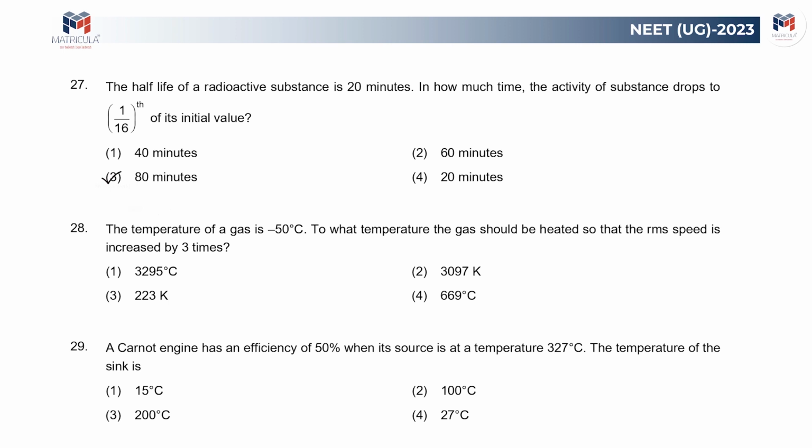Question number 28. The temperature of a gas is minus 50 degrees centigrade. To what temperature the gas should be heated so that the RMS speed is increased by 3 times? The answer is option number 1, 3295 degrees centigrade.